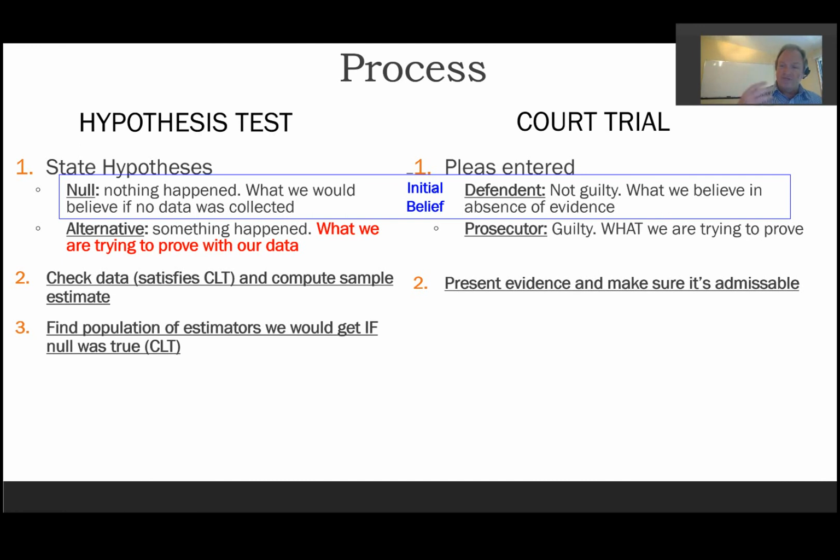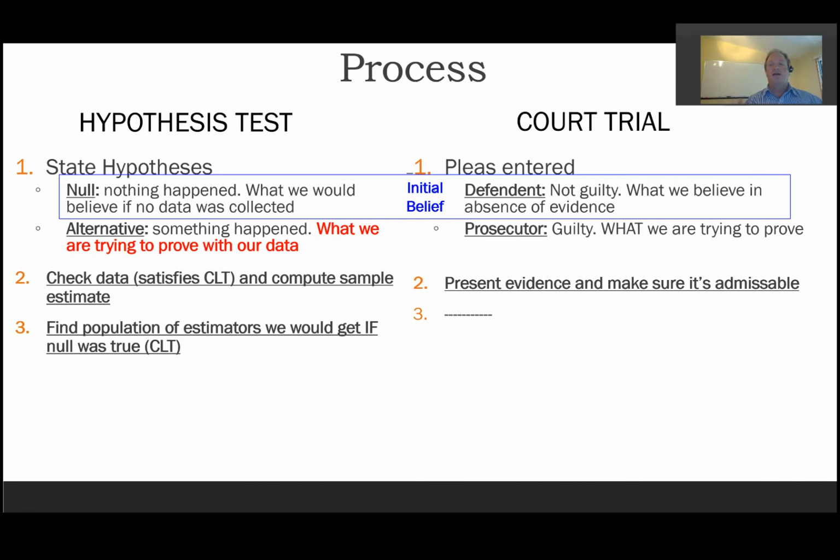Okay, now the next step has no analog in a court trial. What we do is we find the population of estimators that we would get if the null hypothesis is true. It's important to understand that when you're doing a hypothesis test, you always assume the null is true. And the point is that we know the value of the population parameter if the null hypothesis is true. And so we can ask ourselves, what do estimators from the population look like if the null hypothesis is true? And that's what we want, because that's what we're going to use to judge our sample estimate.